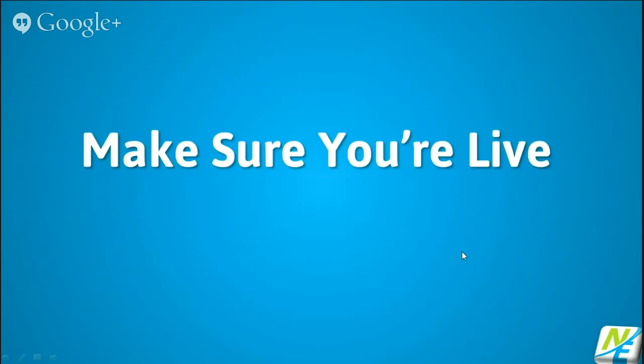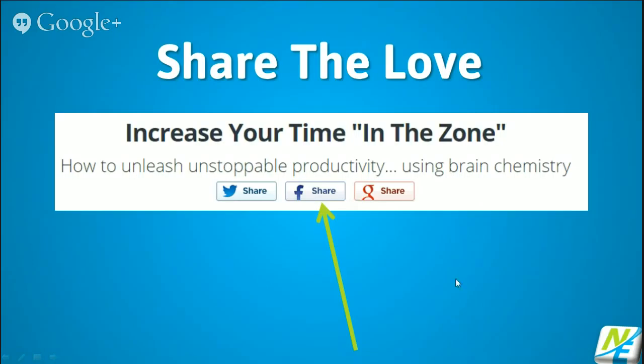Another thing is to make sure that you're live. On the bottom of the video screen, there should be a label that says you're live. If you're not, go ahead and refresh your screen so that you're live with us. And the third thing is share the love. If you have any friends who you think would really benefit from hearing what we're going to be talking about, go ahead and share it so that they know what's going on.